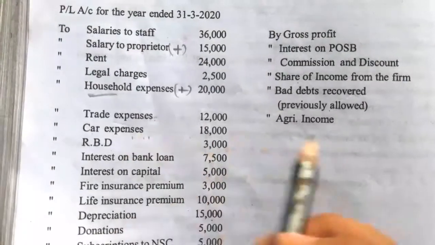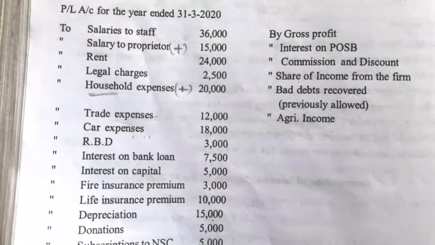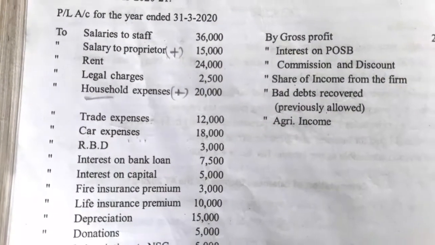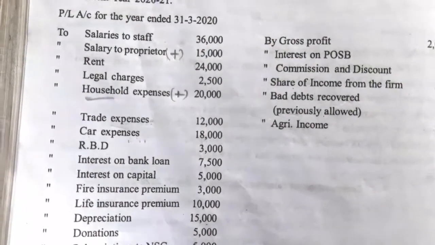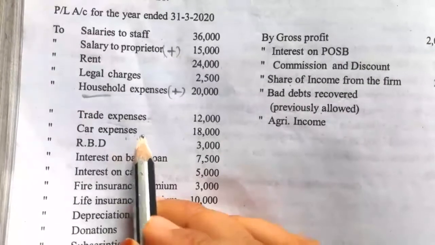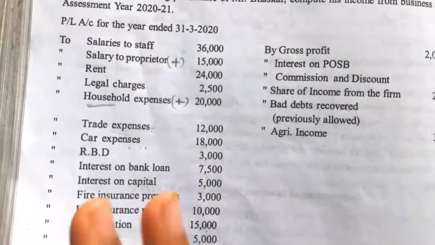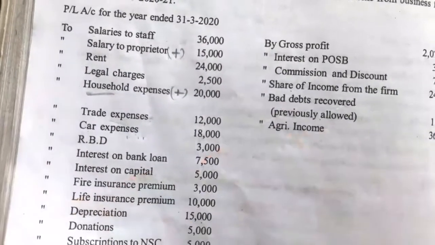So if there is no information about whether the car is used for personal or business purpose, then we can assume the car is used for business purpose and we can allow this car expense. So we'll see the adjustment if there is. After that we have to decide whether it is allowed or disallowed.